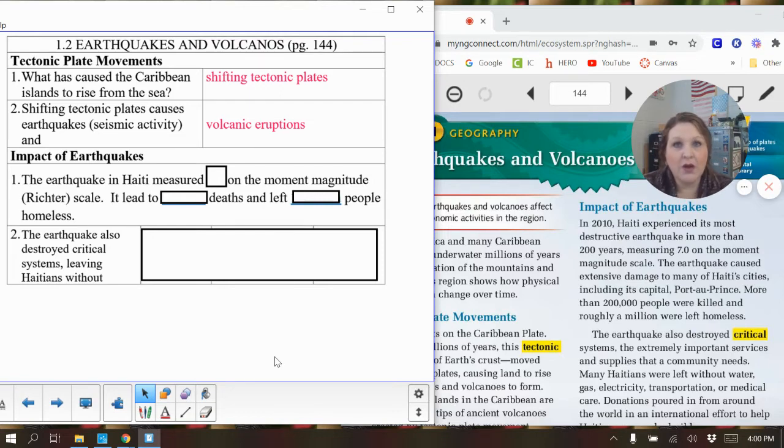So most people who are not geographers or geologists or other kinds of scientists call it the Richter scale. In the text here, they call it the moment magnitude scale. And so we are going to fill this in here. It measured a 7.0 on the moment magnitude scale. And it led to 200,000 deaths. And it left 1 million people homeless.